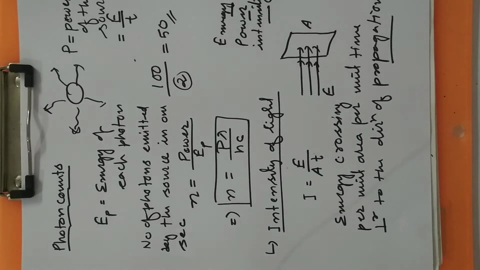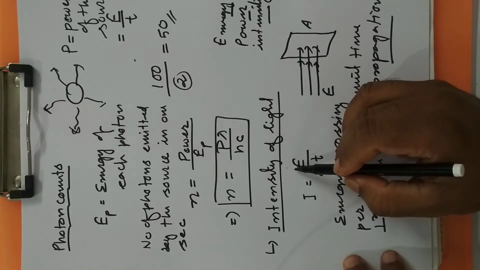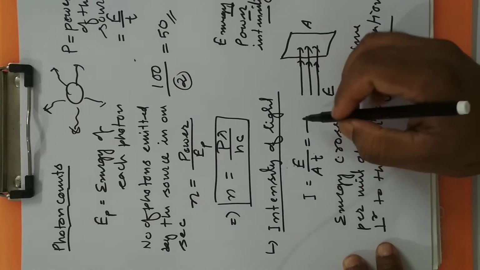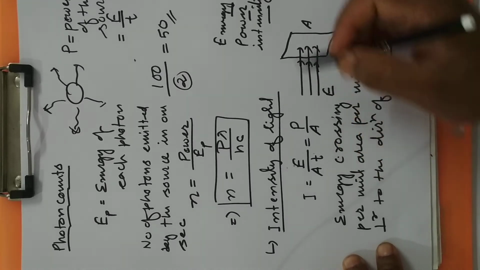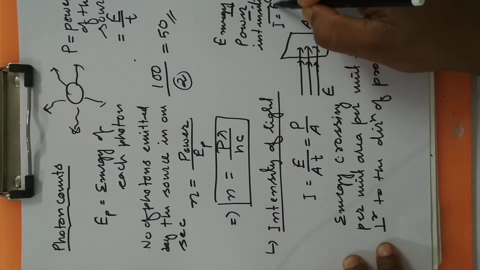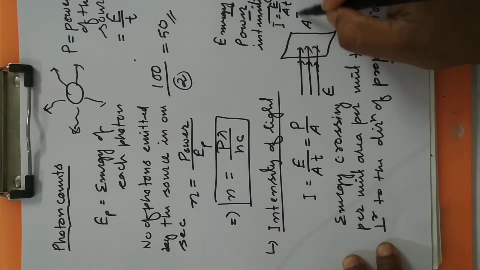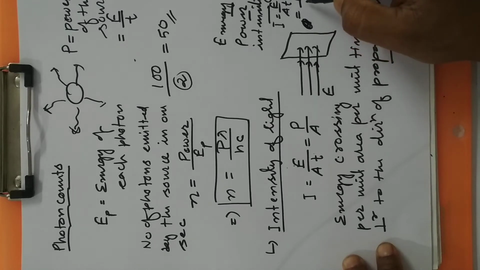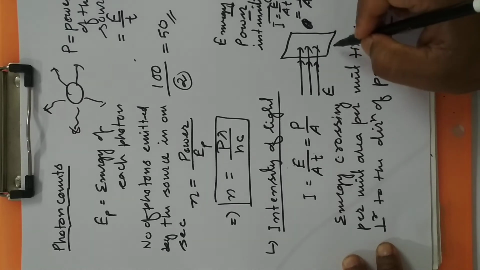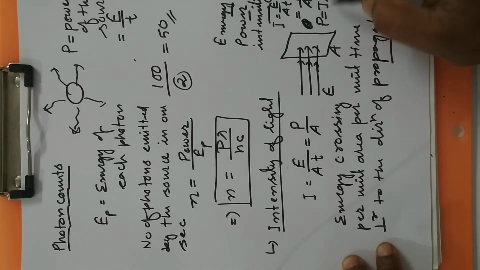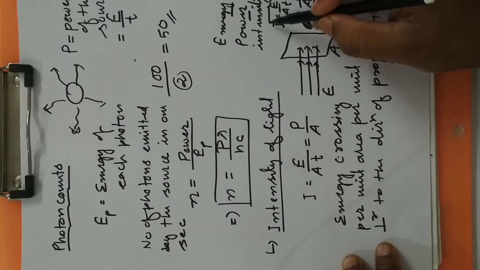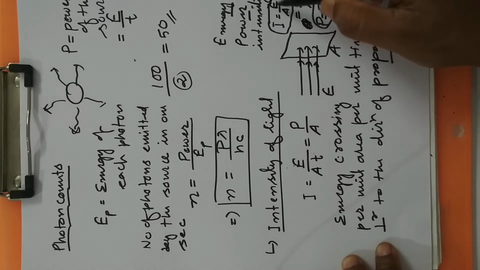Now another point, energy per unit time, this is called power. So intensity can also be written as power divided by area. We have seen I is equal to E divided by area divided by time. It can be written as P divided by area. What does it mean? That power is nothing but intensity into area. So let us get friendly with these equations. Power is intensity into area. Intensity is energy divided by area divided by time, right?